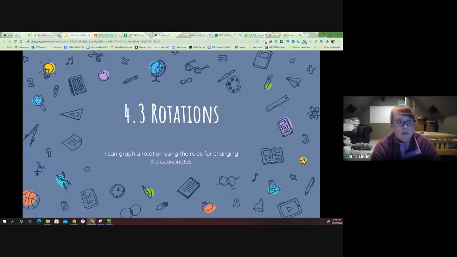4.3 is all about rotations. We want to graph a rotation using the rules for changing coordinates. Typically the way that we would do this particular unit would involve a lot of paper and rotating things on paper. But since you can't rotate your Chromebook or something like that to plot your new points, we're going to be using the rules for rotation instead.